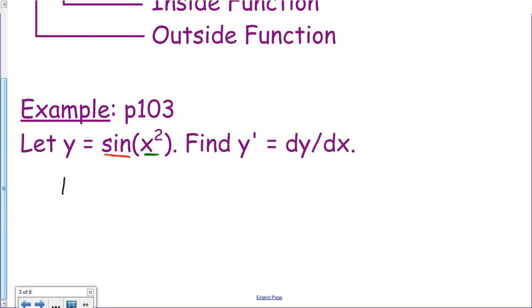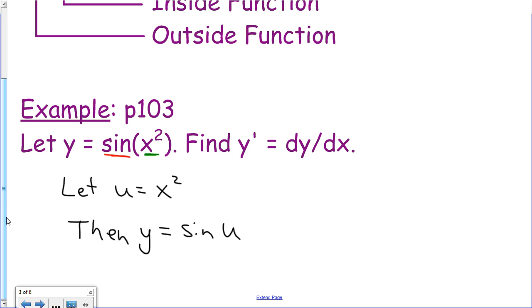I'm going to let u equal x squared. So we're going to let u equal the inside function. And then, of course, when I do that, I can rewrite what y is equal to. Since u is equal to x squared, that means y is equal to the sine, but rather than the sine of x squared, since that's equal to u, I can write that as sine of u.